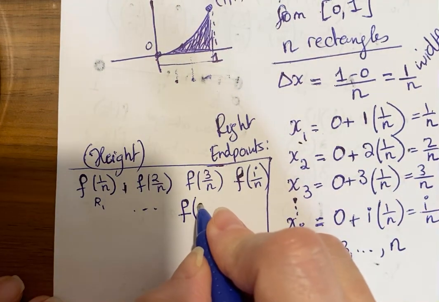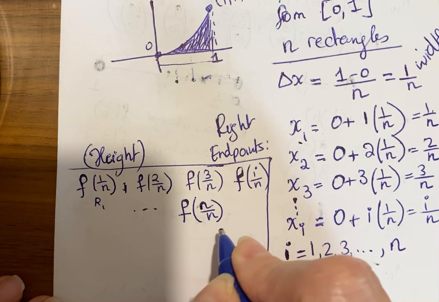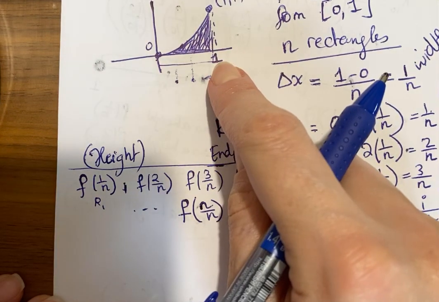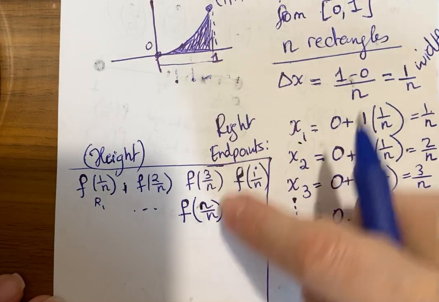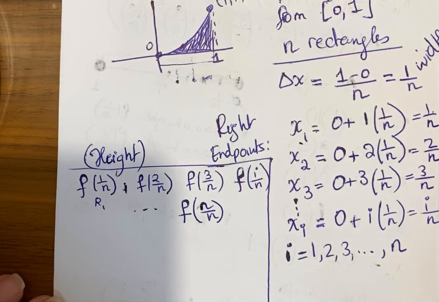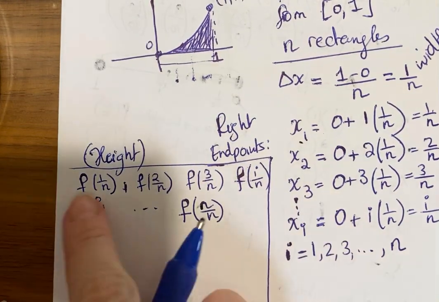What's the height of the nth rectangle? It's f of n over n that we have, which is indeed what? It is 1. n over n is 1. That is the end of where I want to stop. This is where I want to stop my calculations. So these are the heights.